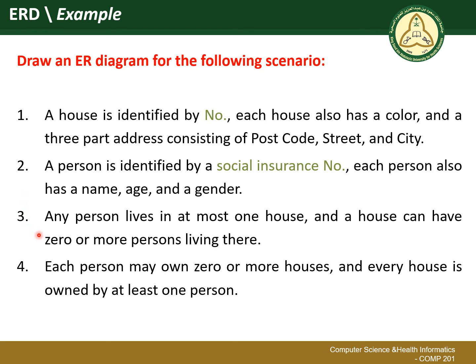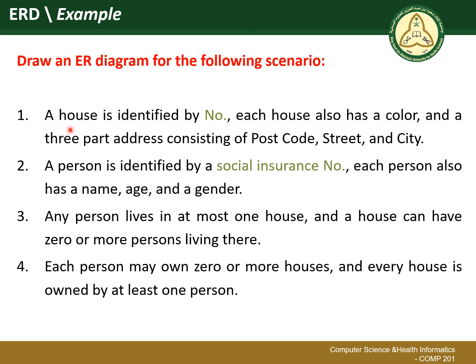Any person lives in at most one house, and a house can have 0 or more persons living there. Each person may own 0 or more houses, and every house is owned by at least one person. So this is the scenario, and what is required of you is to draw the ER diagram. So we will apply the previous steps.